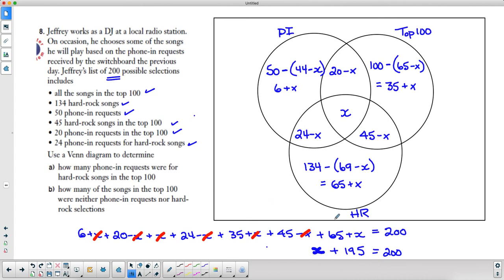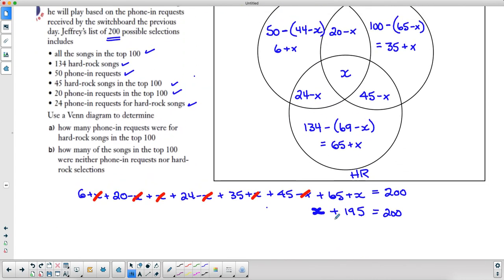So x equals 5. All right, so now let's have a look at what they've actually asked us. It says, how many phone-in requests were for hard rock songs in the top 100? That's the middle. That's 5. That's what we just found. This is phone-in requests for hard rock songs in the top 100, all 3 of them in the middle.